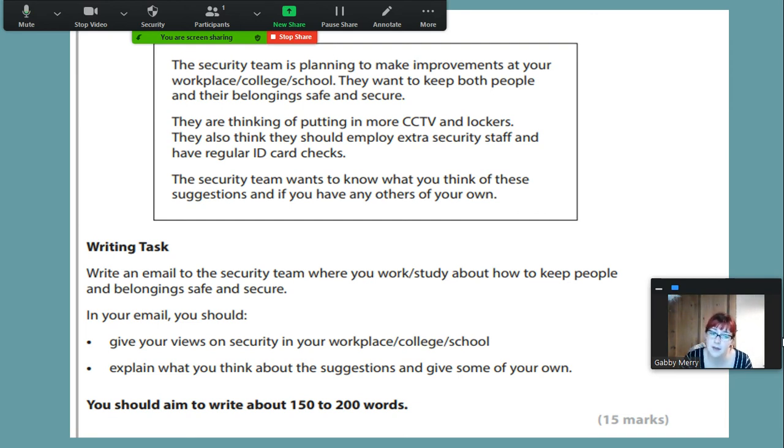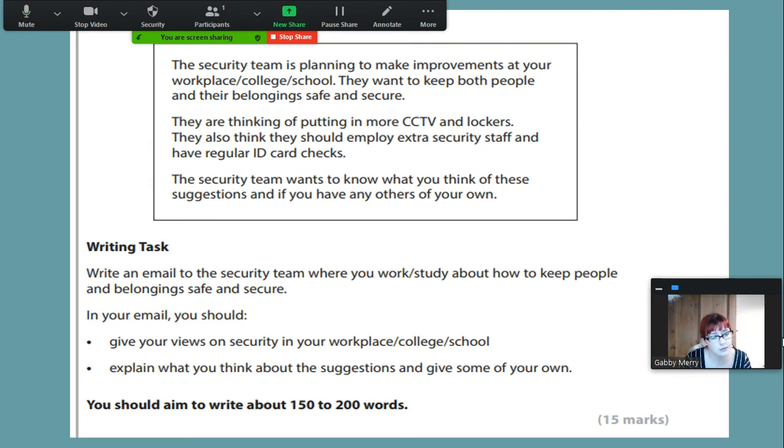Have a look through the task. You need to think very carefully. Who am I writing to? Who is my audience? What is my purpose? What is my reason for writing to them? Is it a formal situation or an informal situation? Because that will affect the kind of language that you are going to use. What am I writing? Am I writing a letter, an article, an email? Because that will then affect the layout as well.